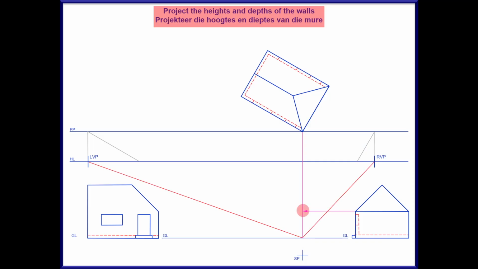Project my next height over. Where it touches the height line, I will project towards the left-hand vanishing point as well as towards the right-hand vanishing point. That then will give you my top point as well as the bottom point for the leading edge.